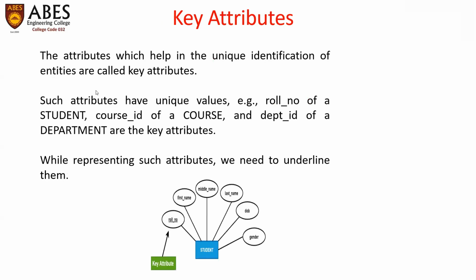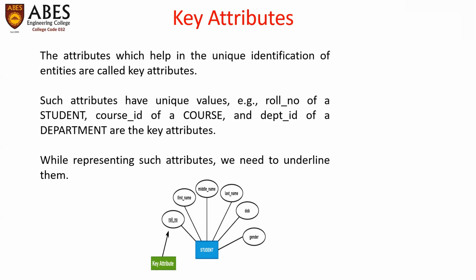Now, if we have a set of entities and we want to identify any particular entity, we will be able to do it with the help of a key attribute. So a key attribute is that attribute which helps in the unique identification of an entity. For example, whenever we have a list of students and I want to identify one particular student from it, I can do it with the help of roll number, because the roll number will be unique for each and every student. The name may be common, but the key attribute will be unique for each and every student.